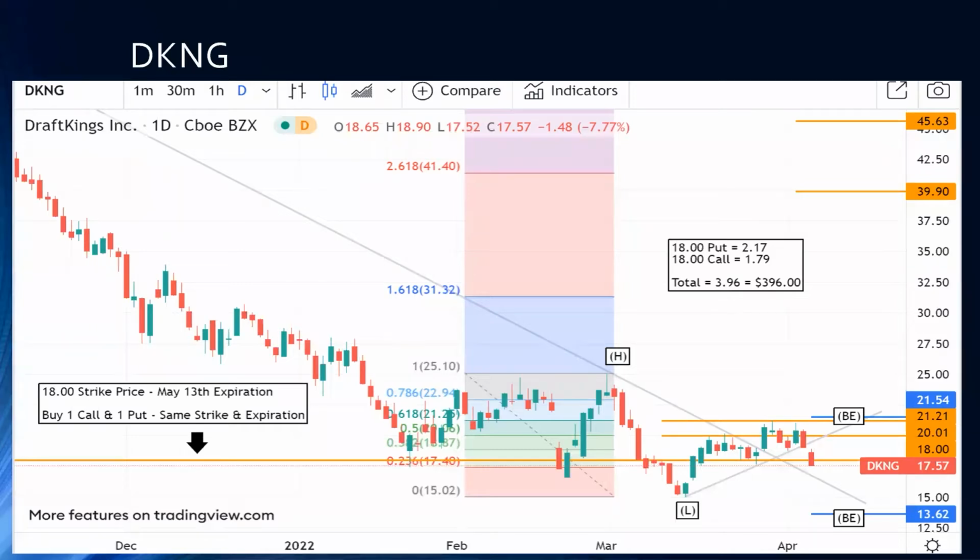Okay, so now if we choose this $18 strike price and use the put and call for this example, that would give you a pricing action of $3.96 or $396. The $18 put costs $2.17. Now everything with options you multiply by 100. So that would be $217. And then the $18 call, which is $1.79, would be $179, totaling $396 plus your commissions and what have you.